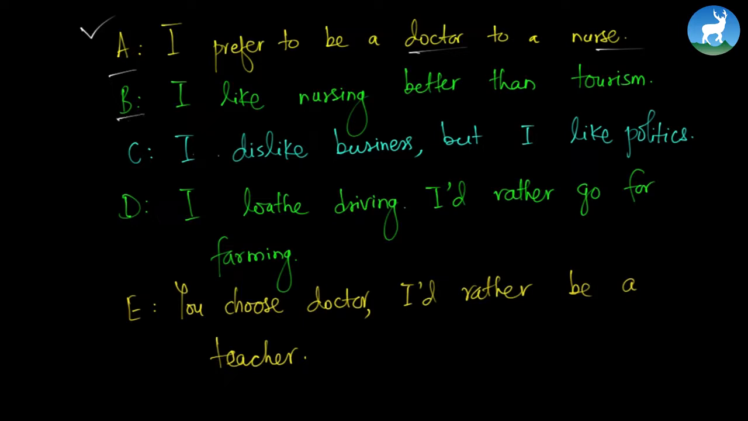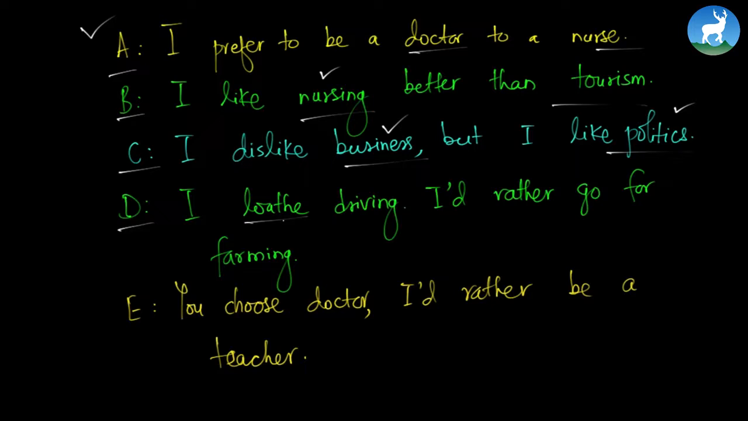The second example is, I like nursing better than tourism. Now, this guy certainly likes nursing and does not like tourism, maybe because he is not so touristic. The third one is, I dislike business but I like politics. Now, this guy clearly does not like money because he does not like business. He likes politics. Maybe he wants to be the next prime minister of our country, and maybe he wants to get power and be famous, slam people and things like that. We don't know.